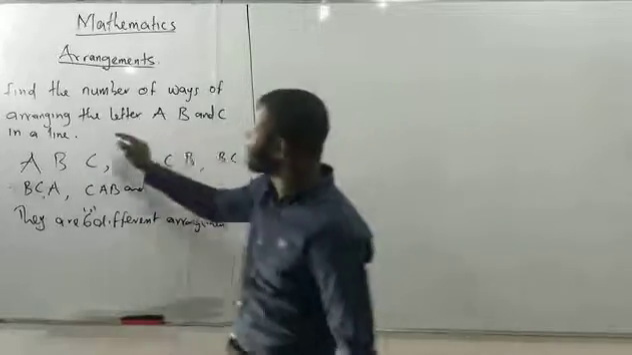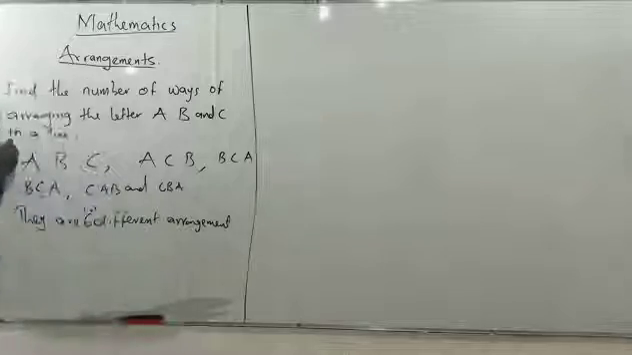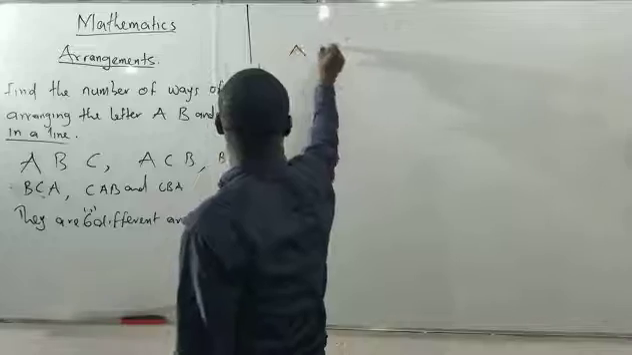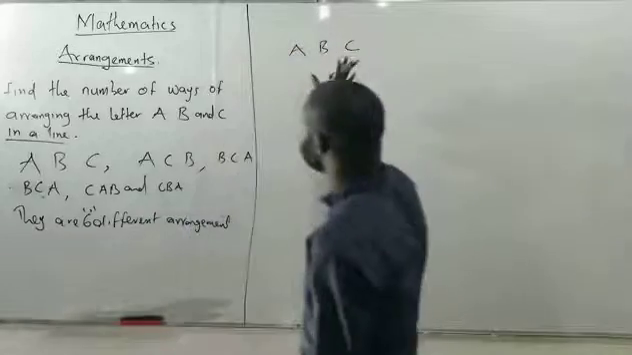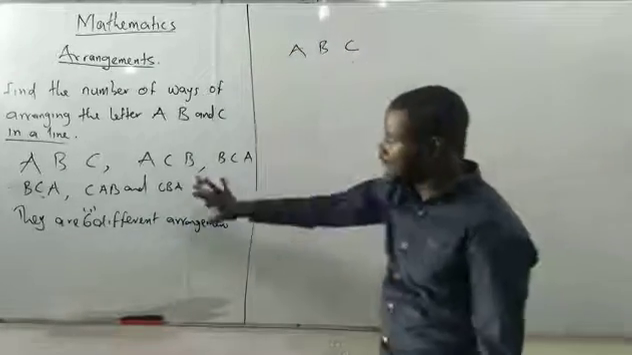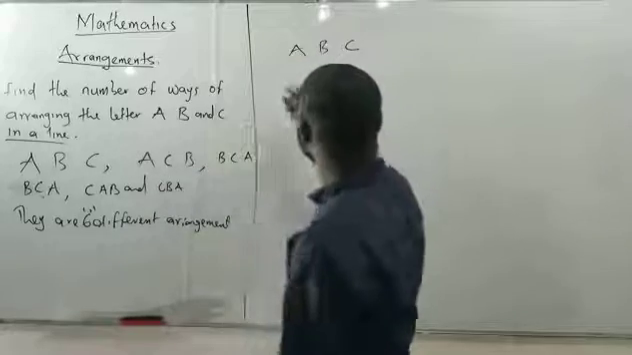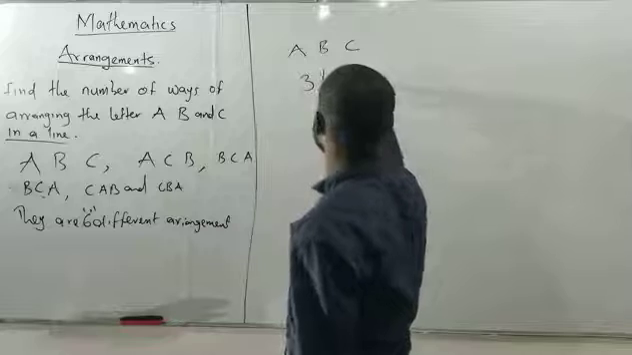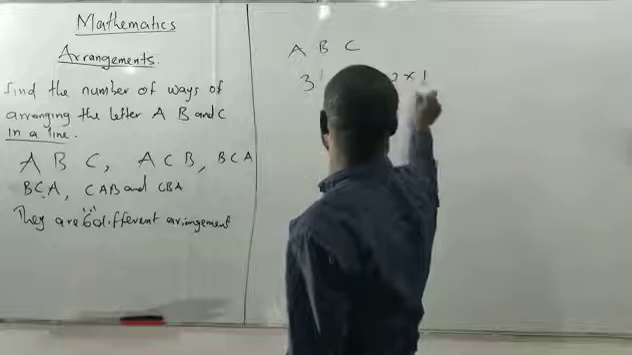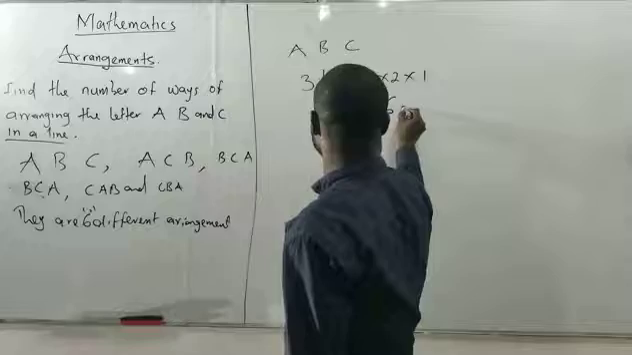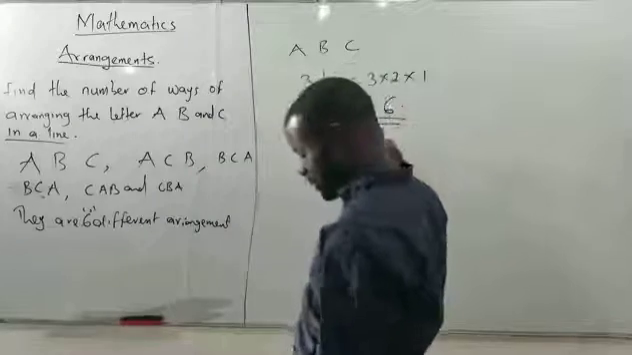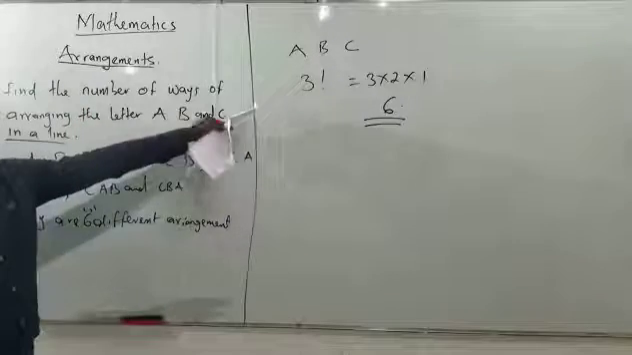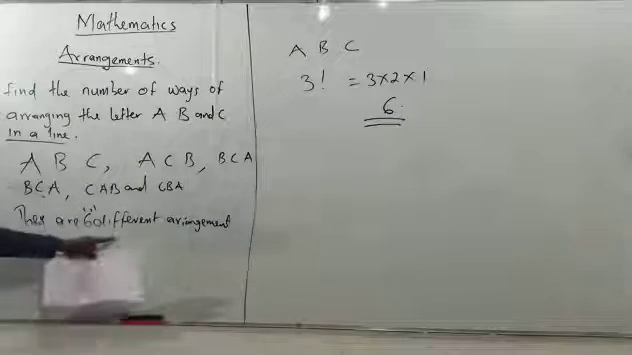Now, the letters in the word are in a straight line. What you just need to do is count how many letters there are: A, B, C. So it is 1, 2, 3. That is 3 factorial, which is 3 times 2 times 1, which gives 6. Can you see? 6 ways. This is what you are supposed to do.